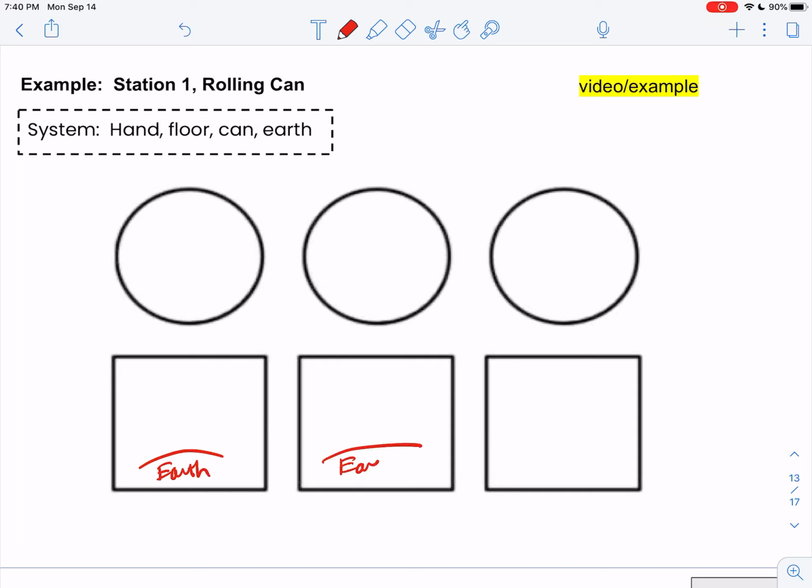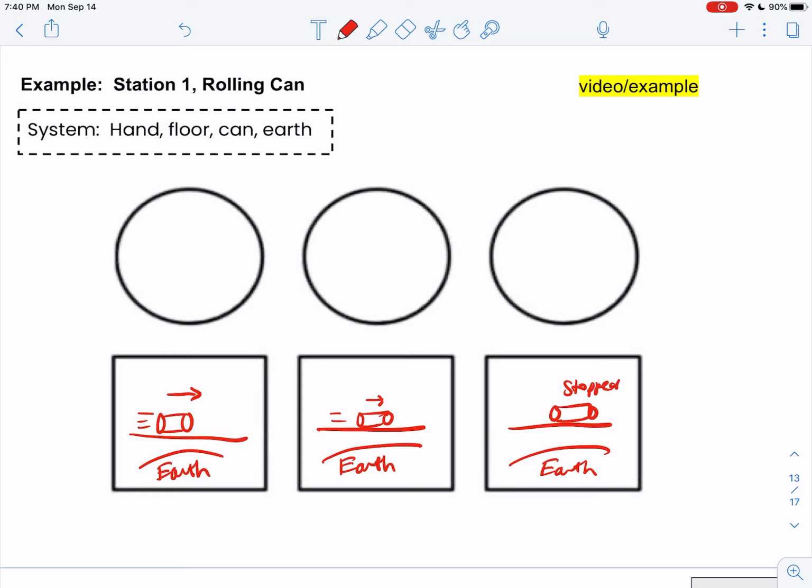You might want to draw these on paper so that they're a little neater, because sometimes drawing in Classkick is tough. I'm going to look at the can when it's moving fast, and then when it's moving a little slower, and then when it's finally stopped. That's where I'm going to look. I'm going to include the hand in the system as this initial push, but if you don't want to, you don't really have to, because it's not really that involved later.